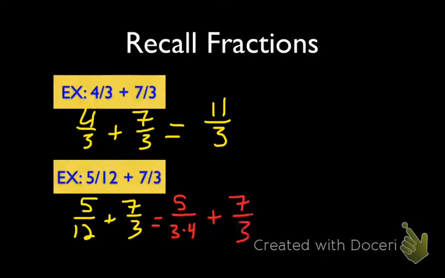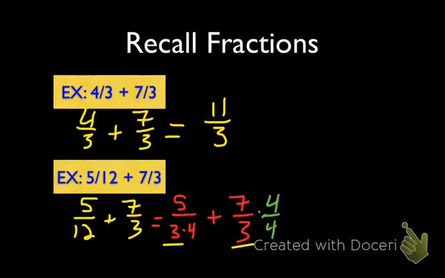I agree. Notice that I have a 3 right here, and I also have a 3 right here. Do you agree? Yeah. What am I missing from the second fraction then? A 4. A 4, right? So I need to have a 4 over here, but whatever I do to the bottom, I need to do also to the top.